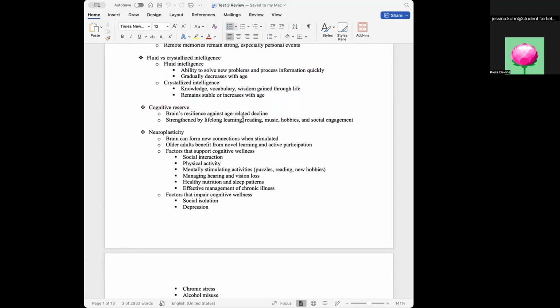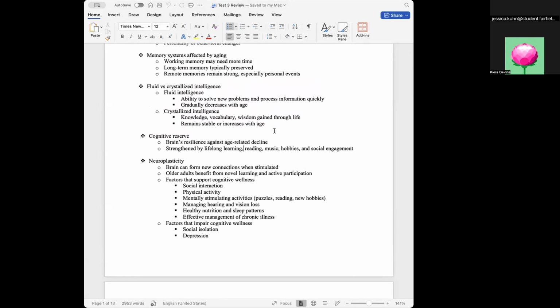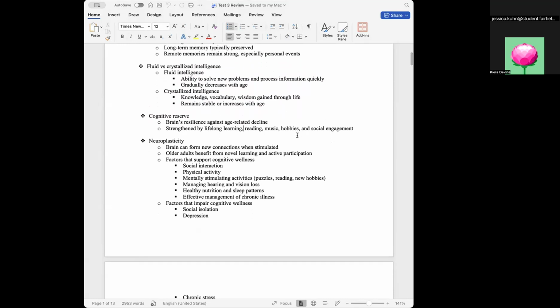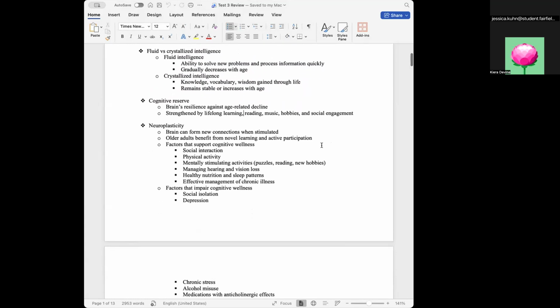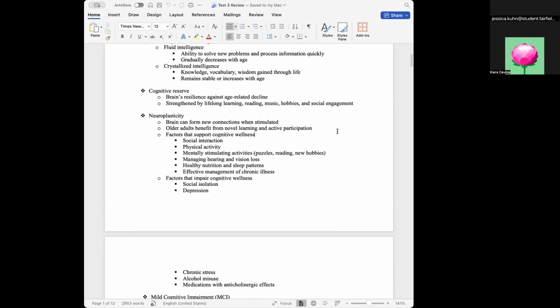Your cognitive reserve is the brain's resilience against age-related decline. So this part of your cognitive reserve is going to be part of that crystallized memory, and this is strengthened by active engagement with learning and activities and physical movement and things like that. I know we covered that, I think, on the last test or maybe the test before, the use it or lose it concept, that if you stay engaged and you stay learning, then those muscles, so to speak, will remain strong.